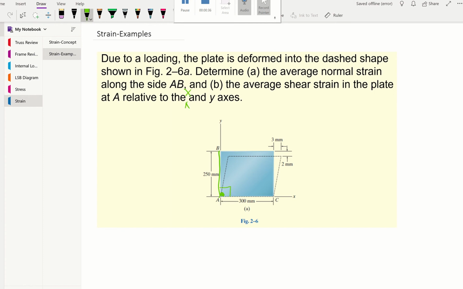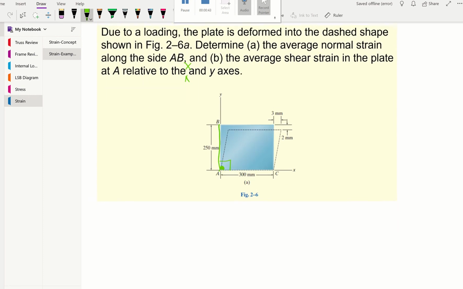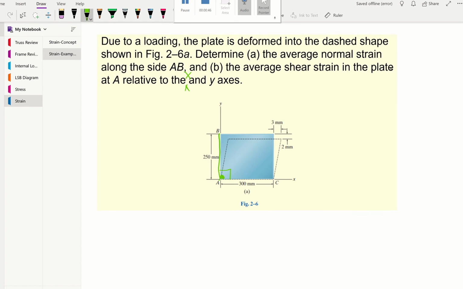So the original shape is what? The original angle between those two lines is pi over 2, right? Now, how do we solve that? We learned in the previous video that our normal strain, epsilon, is equal to delta L, the change in length, over the original length. And our gamma, which is our shear strain, is going to have a couple of expressions. It's pi over 2 minus the final angle, right? So this final angle will be theta prime here.